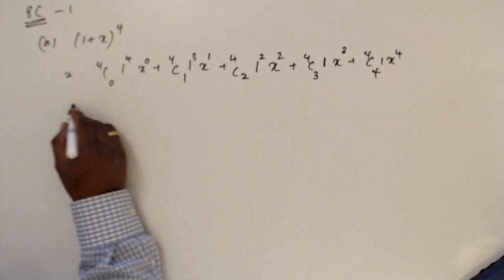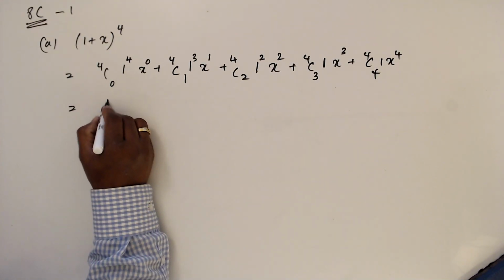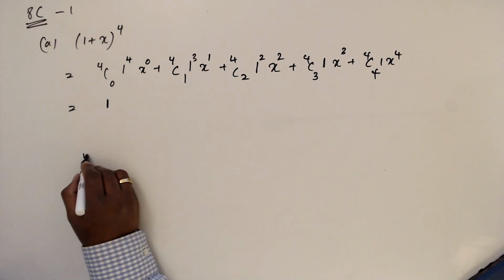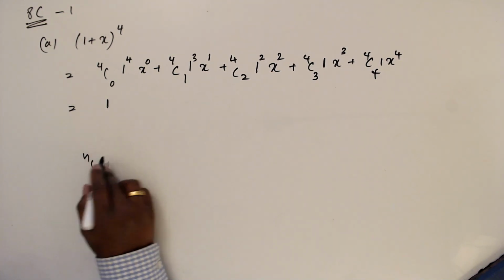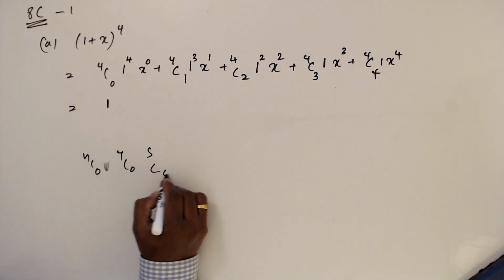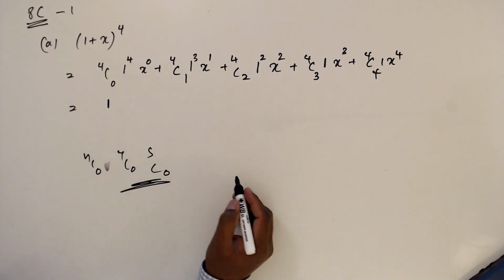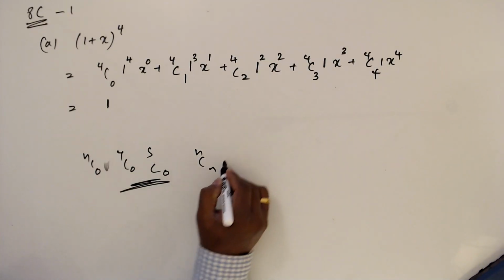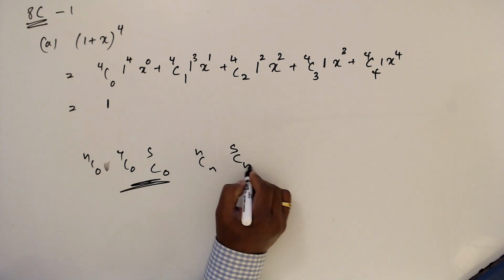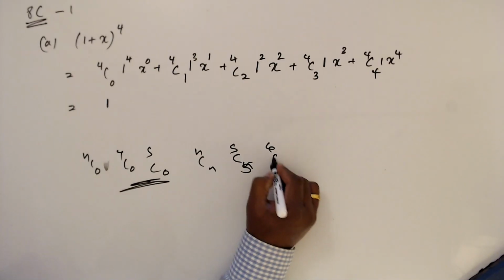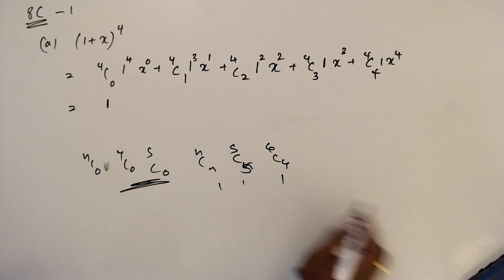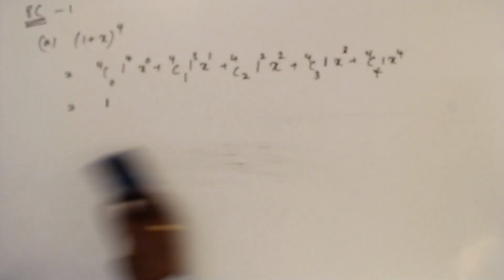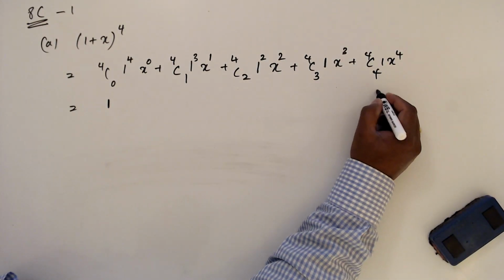From fractional, so we know this is 1, always. NC0, as I discussed earlier, 4C0, any 0 is 1. And any NCN, 5C5, 6C6, they are all 1. Right? So this is going to be 1 as well.